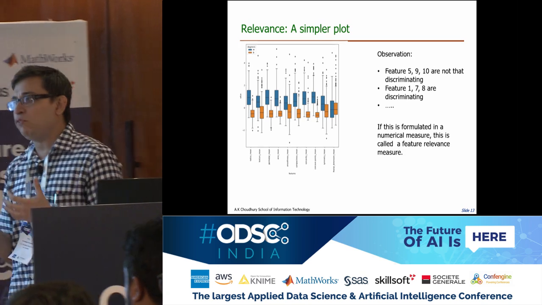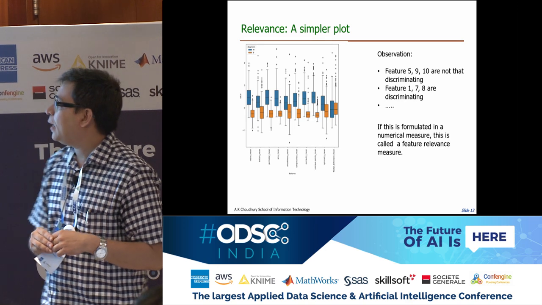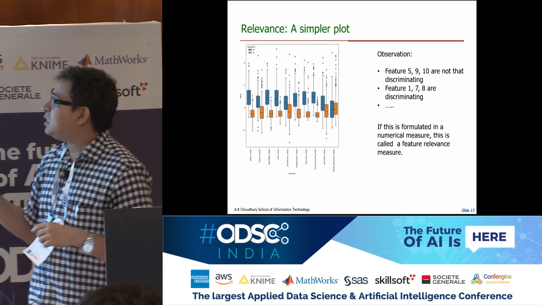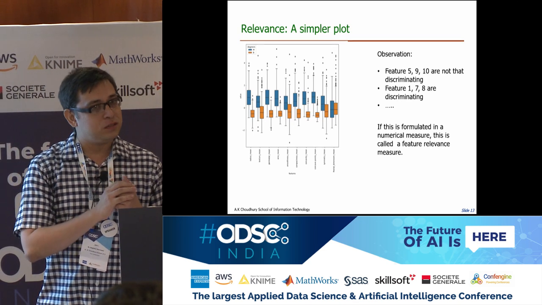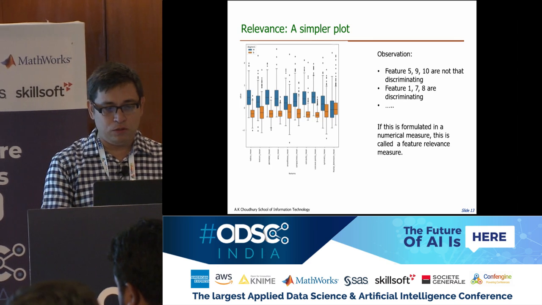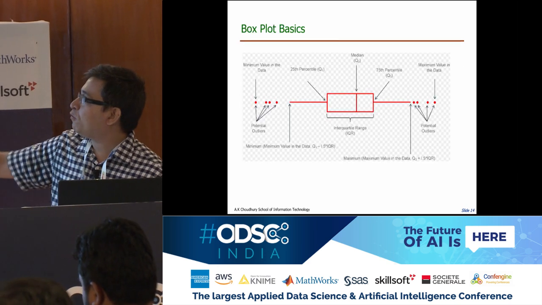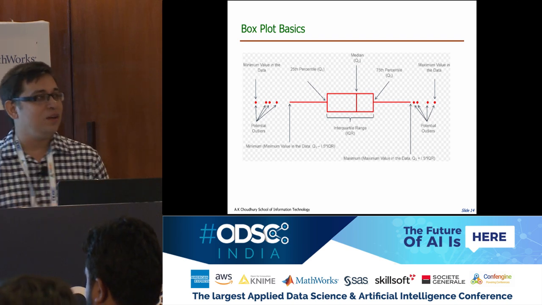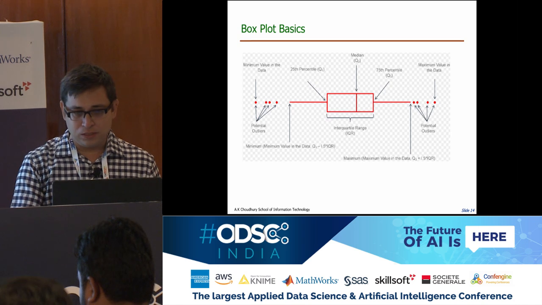As I said, we want to build feature selection methods which are intuitive. And if this can be formulated as a numerical measure, we call it a feature relevance measure. So, a very simple algorithm. This is just one reference of box plot in case you need to refresh yourself, so I will not spend time on this.